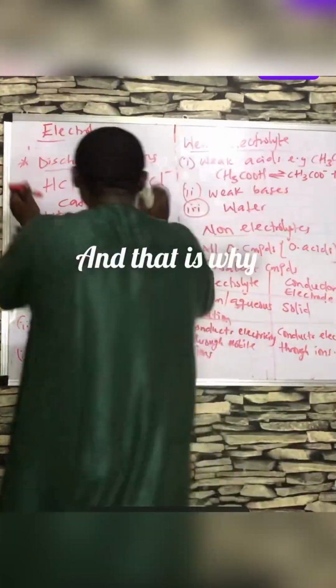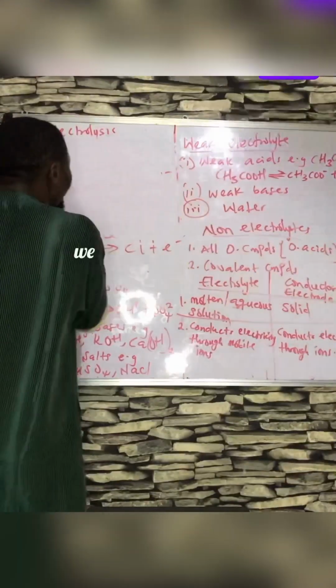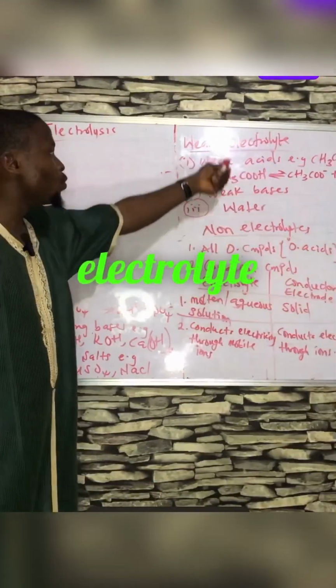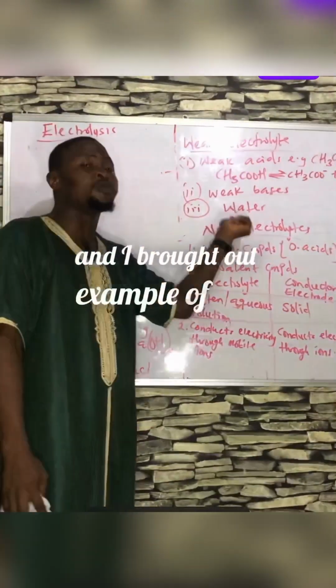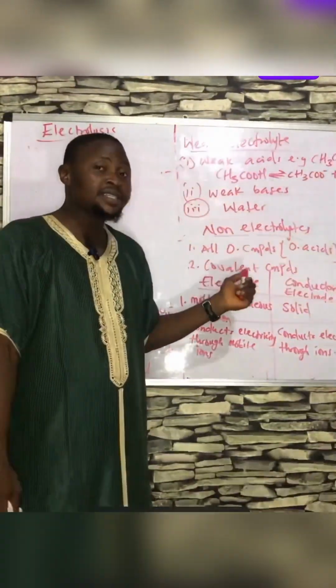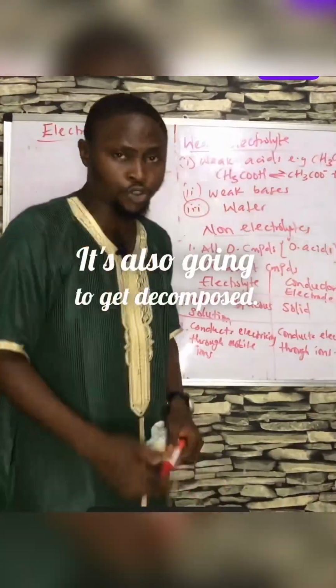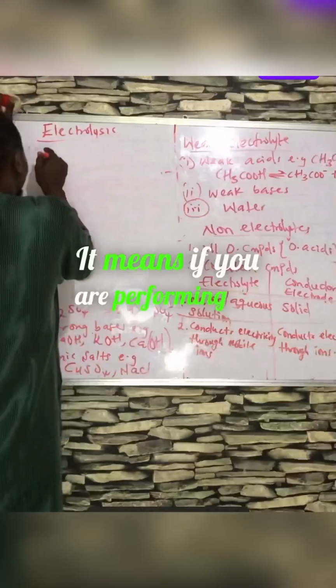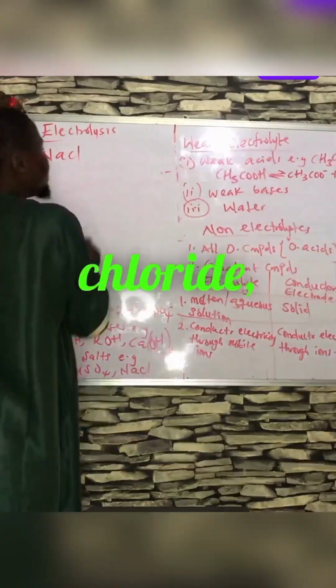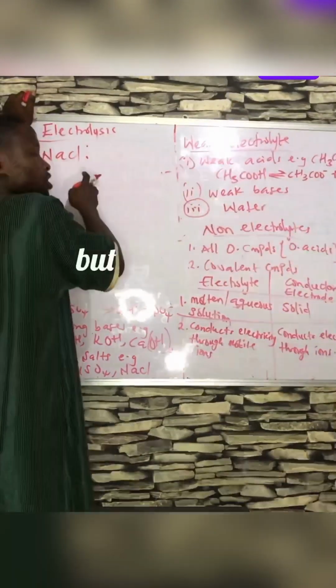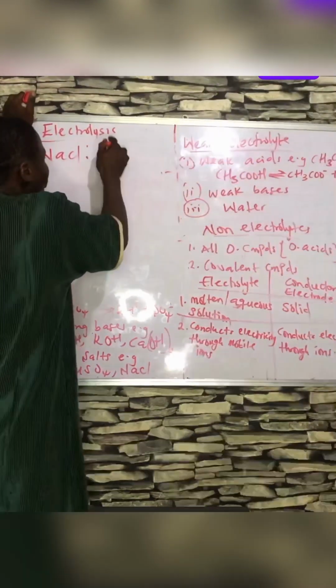And that is why when we were giving an example of a weak electrolyte, I brought an example of water. It means that water is also an electrolyte. It's also going to get decomposed. It means if you are performing an electrolysis of sodium chloride, this cannot occur but with water.